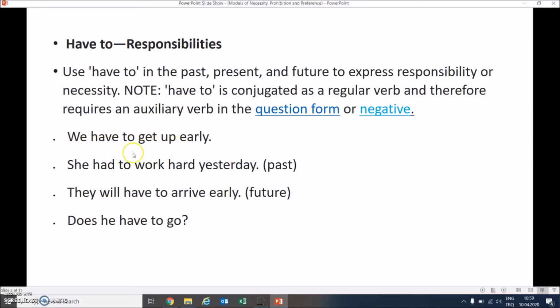We have to get up early. She had to work hard yesterday, past. They will have to arrive early, future. And does he have to go? As we said, does is an auxiliary verb.